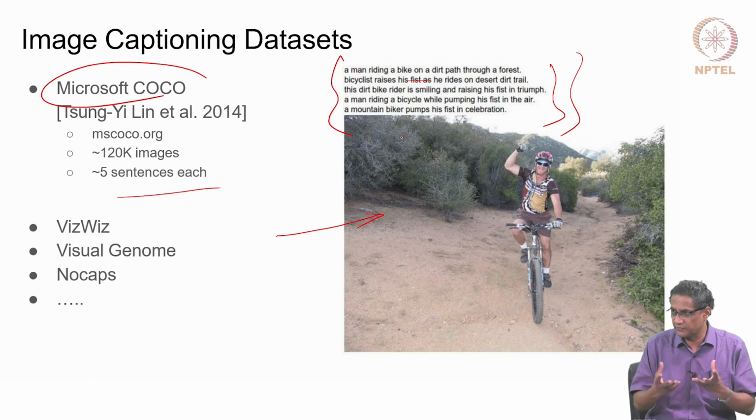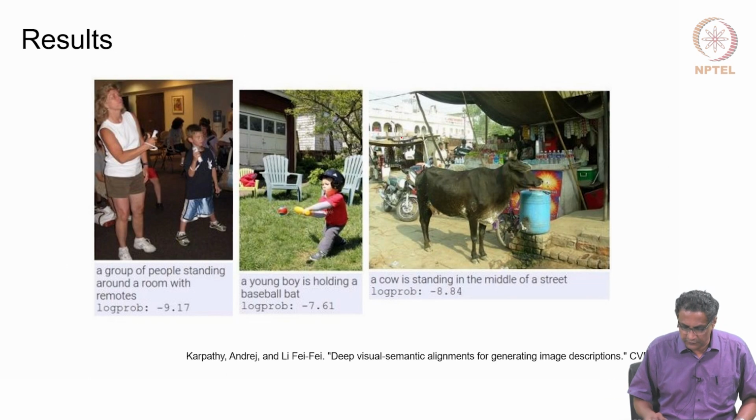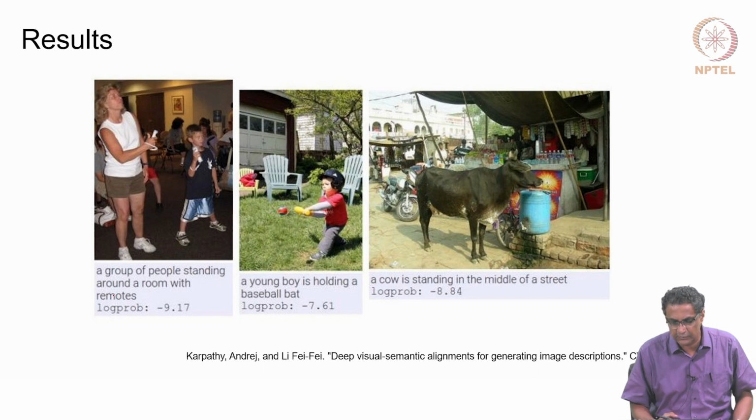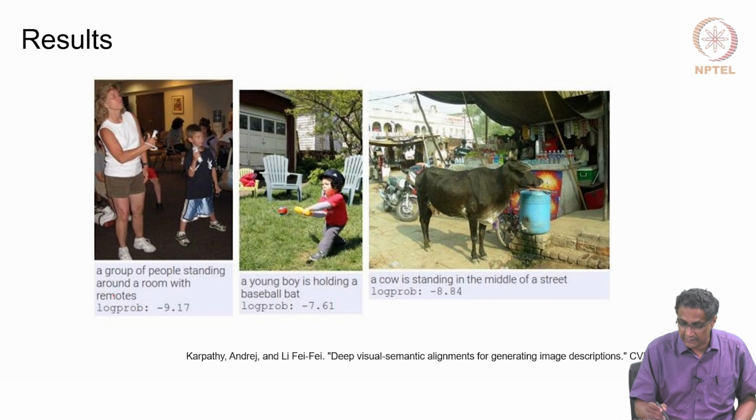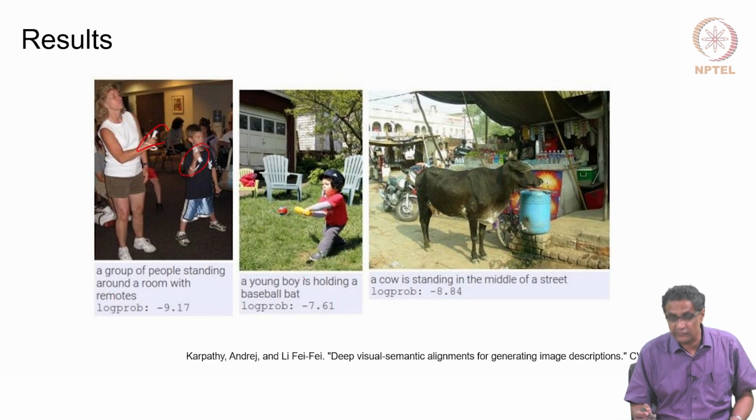But you see, it produces a caption, and you have to know whether the caption is good or bad. So for example, here it's done a fairly good job. A group of people standing around a room with remotes, which is actually pretty correct. It actually figured out the remotes. Then similarly, a young boy is holding a baseball bat, very good, during inference time. And then a cow, I think this was some scene from India. Cow is standing in the middle of the street.